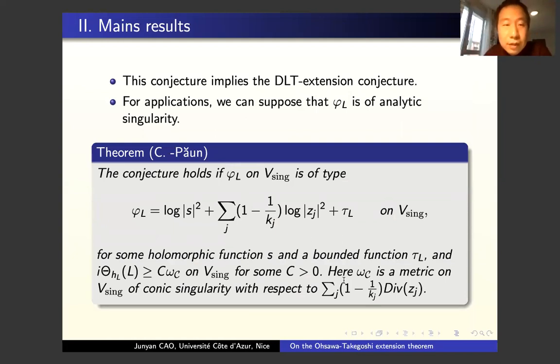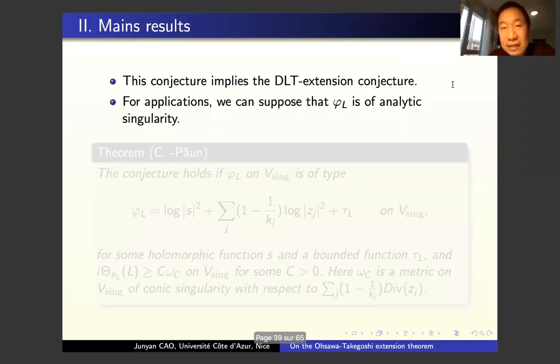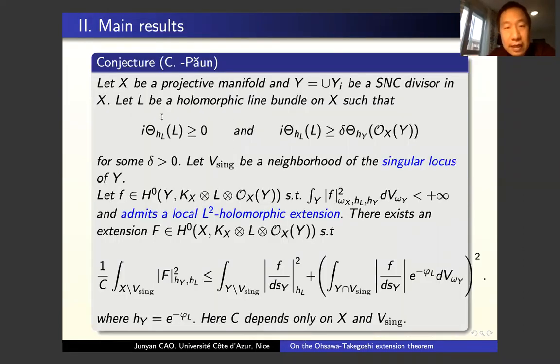last part, I would like to explain a little bit the proof of our theorem. Our theorem depends on a lemma of Ying-Hong-Su and the argument of Berndtsson. So let me state the lemma as follows. Now we assume that X is a projective manifold of dimension n, and the line bundle L satisfies the curvature condition as before.